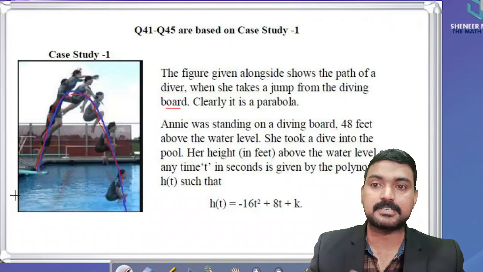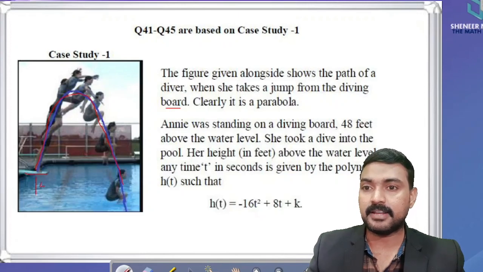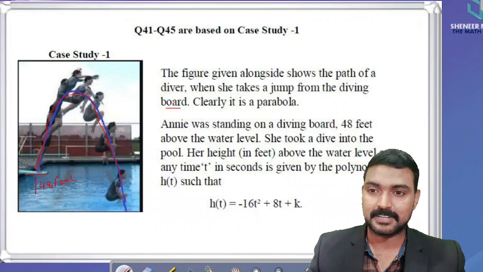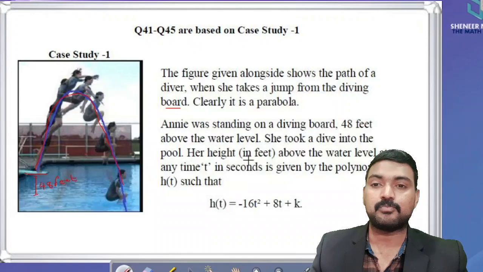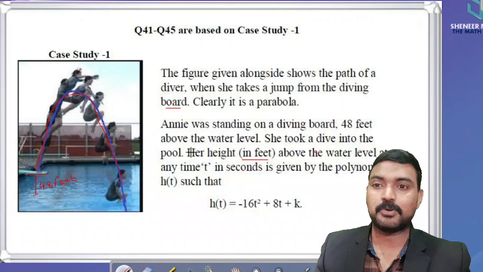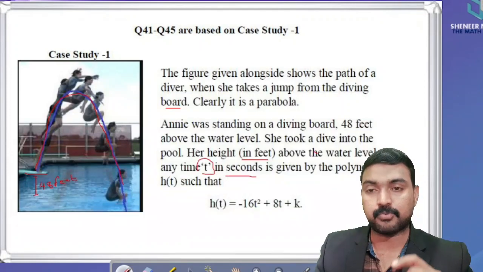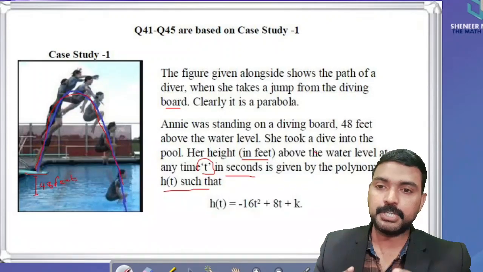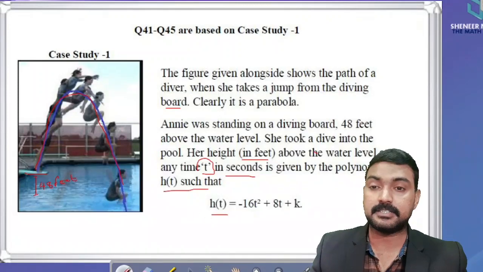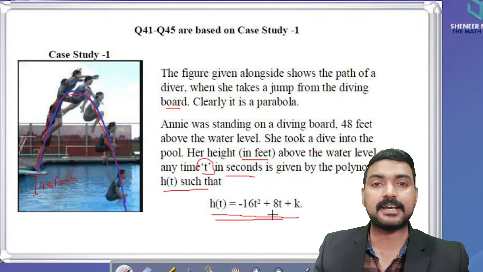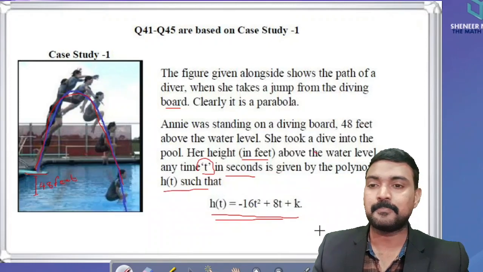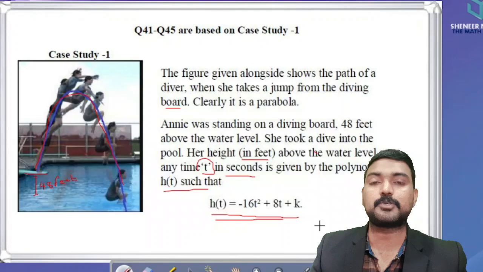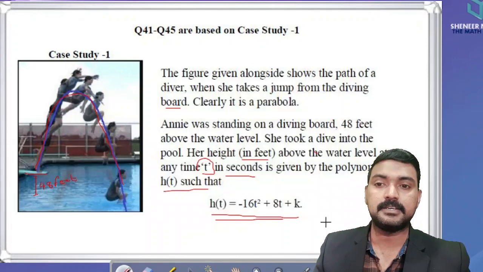The figure given alongside shows the path of a diver when she takes a jump from the diving board. Clearly, it is a parabolic shape. Annie was standing on a diving board 48 feet above the water level. She took a dive into the pool. Her height, which is given in feet, above the water level at any time t in seconds, is given as a polynomial h of t. h of t is the height based on the time t. So, the equation is given that h of t is equal to minus 16t square plus 8t plus k.